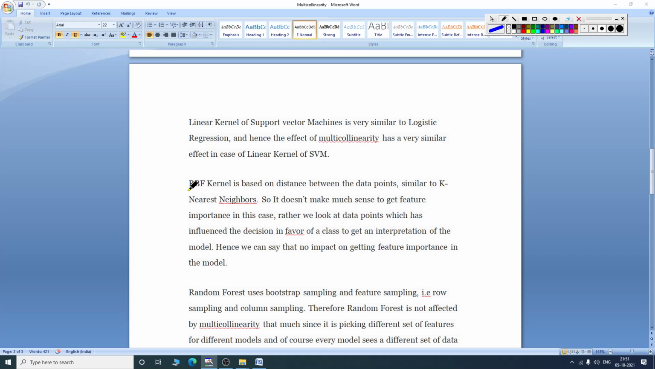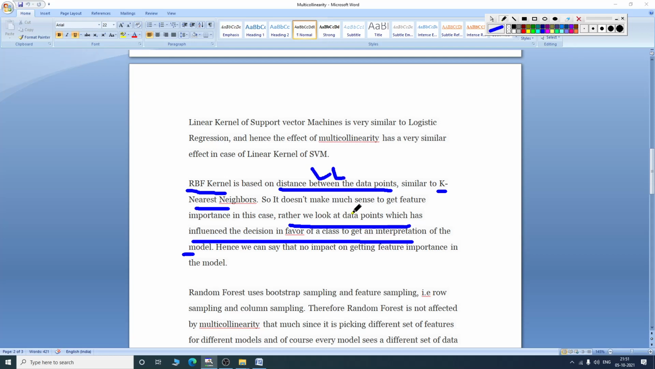Now the second thing is that the RBF kernel for SVM is based on distance between the data points. So it is similar to k nearest neighbors. It doesn't make much sense to get feature importance in this case. Rather, we look at the data points which influenced the decision in favor of the class to get an interpretation of the model. It is based on the distance between the data points, so the distance helps to make the classification decision.